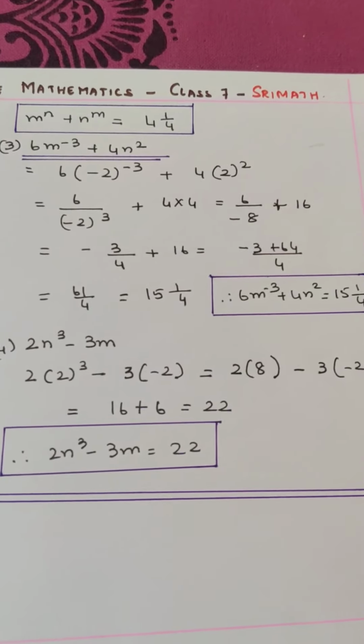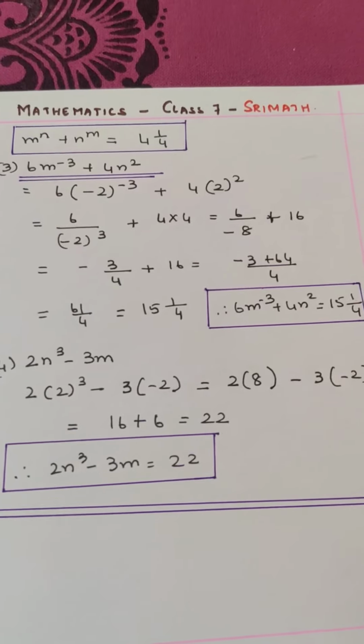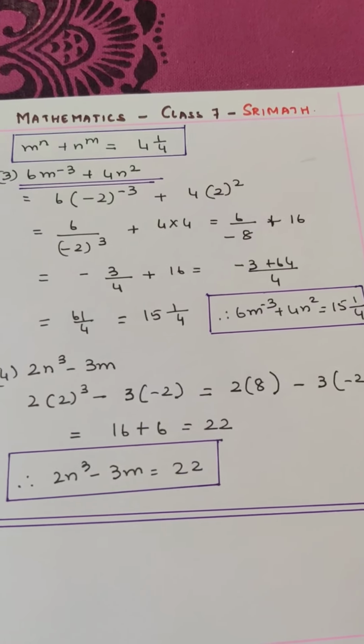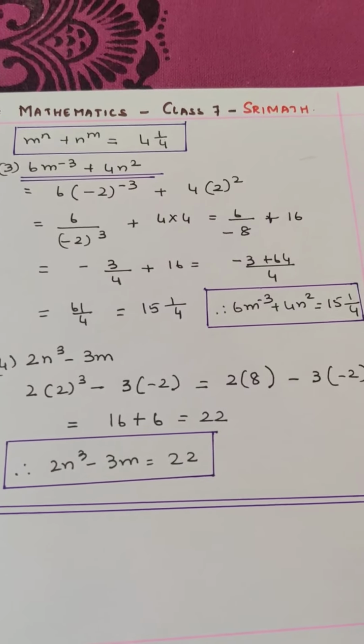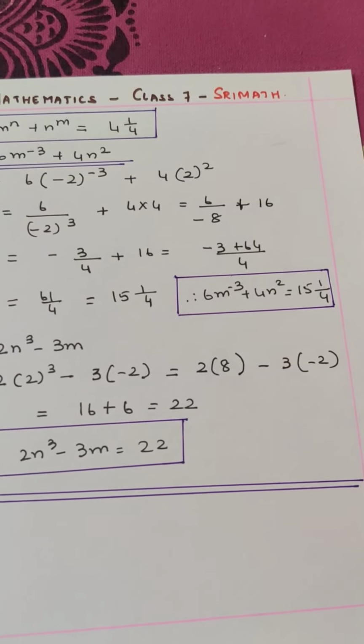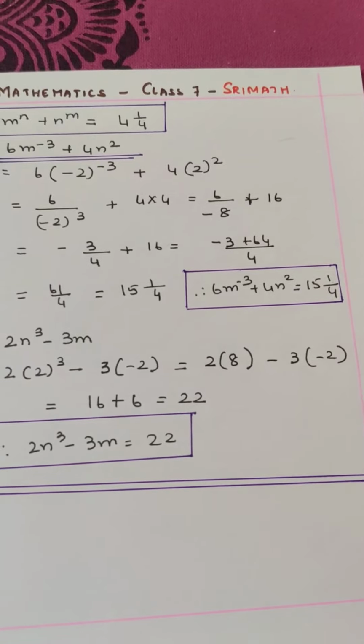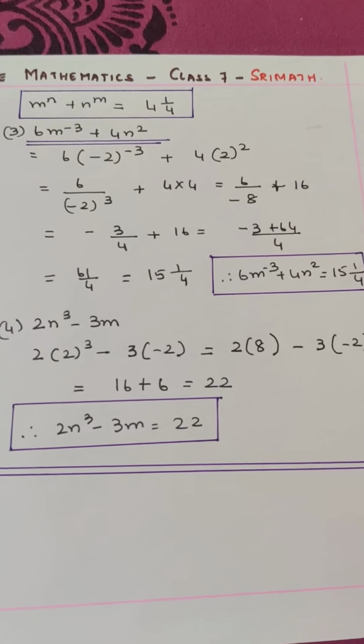Next one, 2n cube minus 3m. That's equal to 2 to the power of 2 into 2 to the power of 3 minus 3 into minus 2, is equal to 2 to the power of 2 into 8 minus 3 into minus 2. You get 16 plus 6. The answer is 22. Alright.